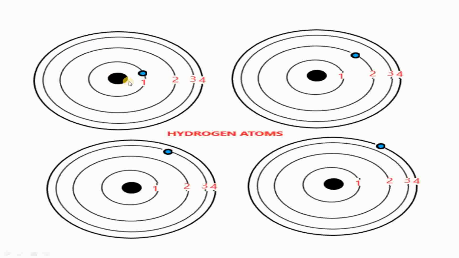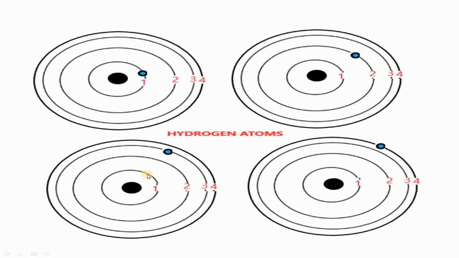In the first hydrogen atom, the electron is in ground state. That means it has not absorbed any photon. See the second hydrogen atom. Here the electron is in first excited state. That means this electron has absorbed energy E1 equal to h nu 1, where nu 1 is the frequency of absorbed radiation.